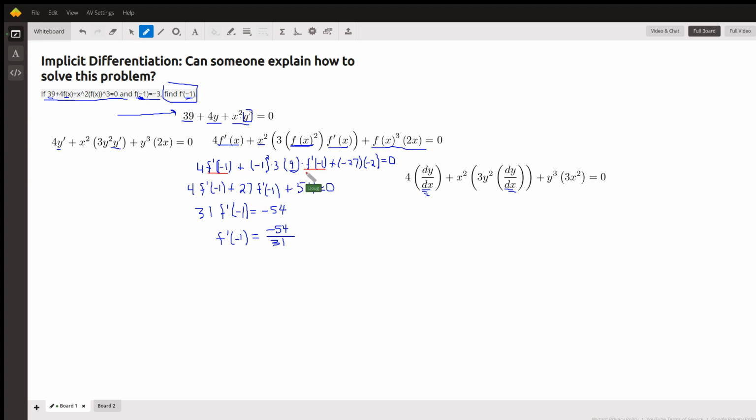These coefficients multiply to give us a plus 27. 27 plus 4 is 31. These two factors multiply to give 54. Taken to the right side, negative 54 over 31. Okay, so there's the value of f prime.